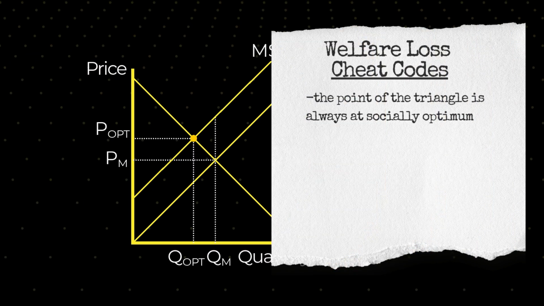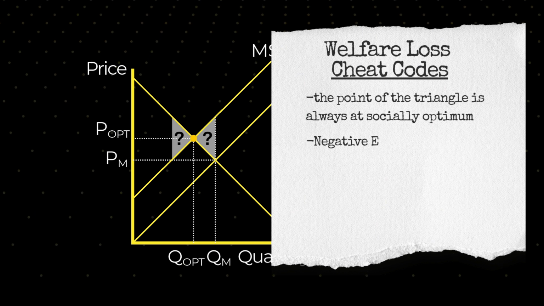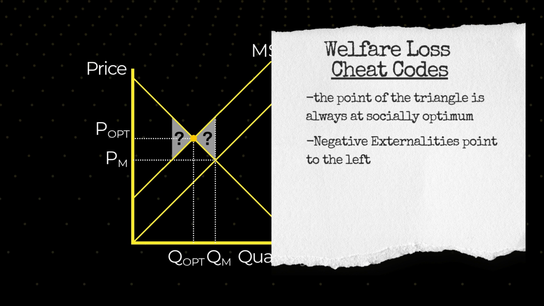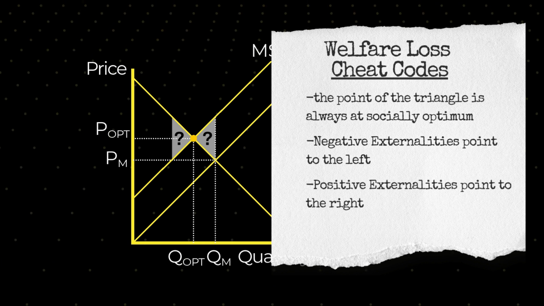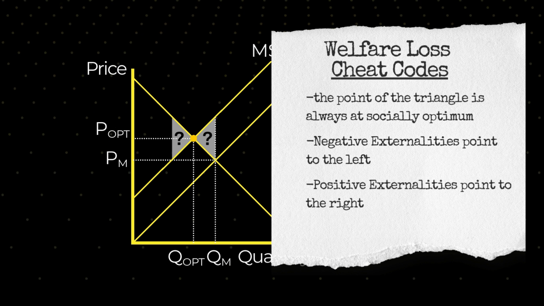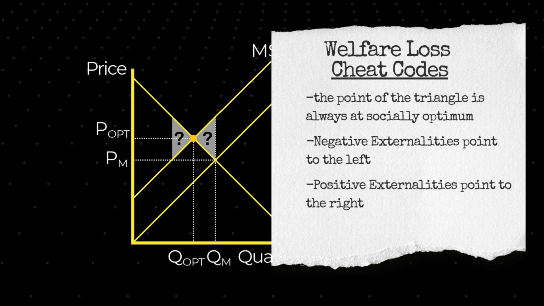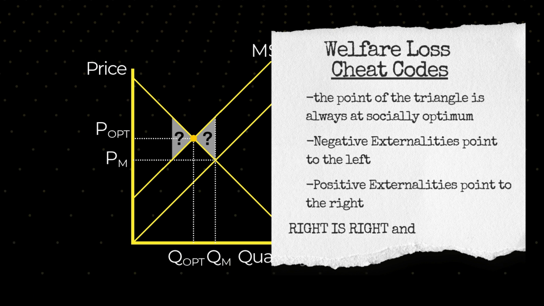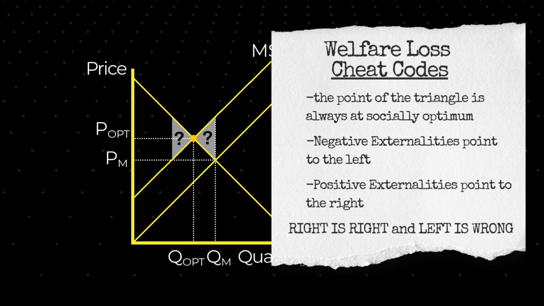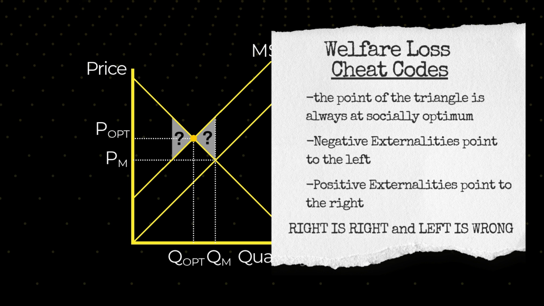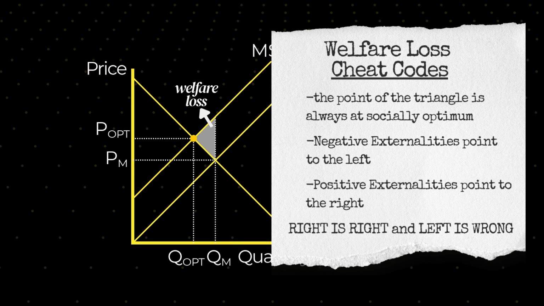Okay, but now we need to decide which side the triangle is on. Negative externalities will always point to the left. Positive externalities will always point to the right. Positive externalities are when there's not enough of the right product, and negative externalities are when there's too much of the wrong product. So you can remember it this way: right is right and left is wrong. In our case, we have a negative production externality, so we want our triangle to point to the left. Therefore, our welfare loss is represented by this triangle.